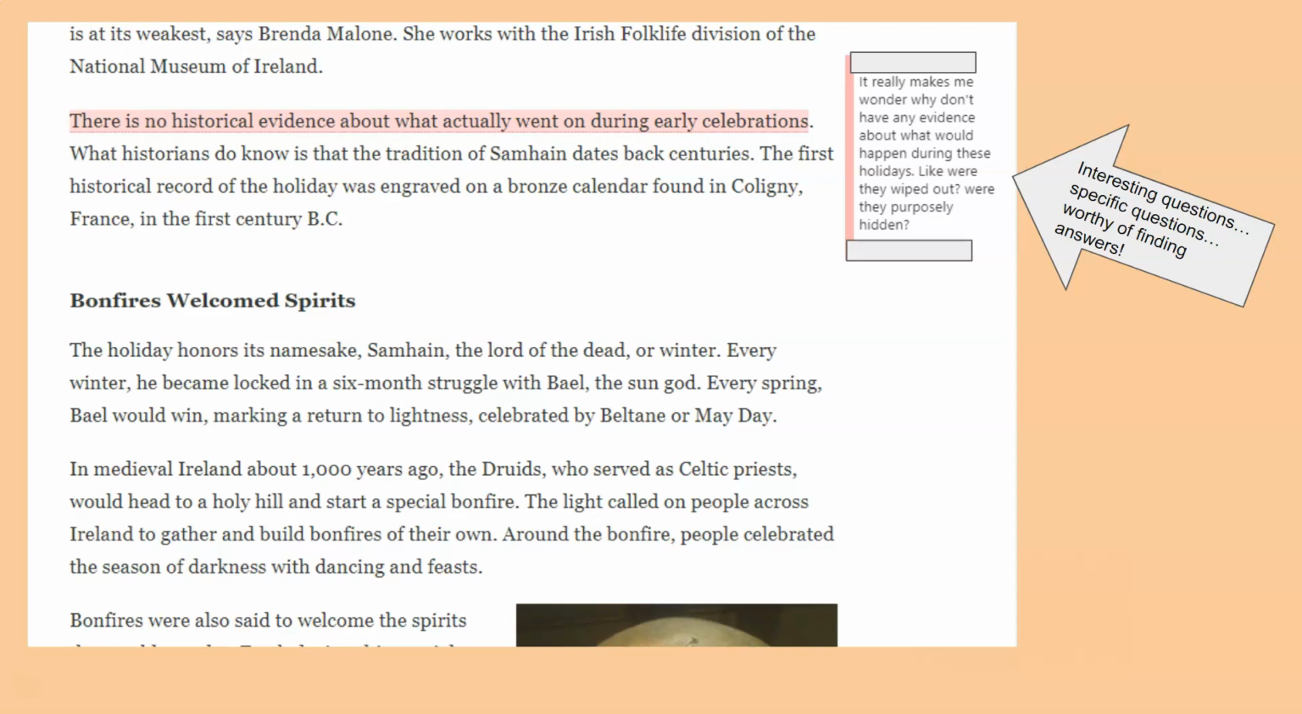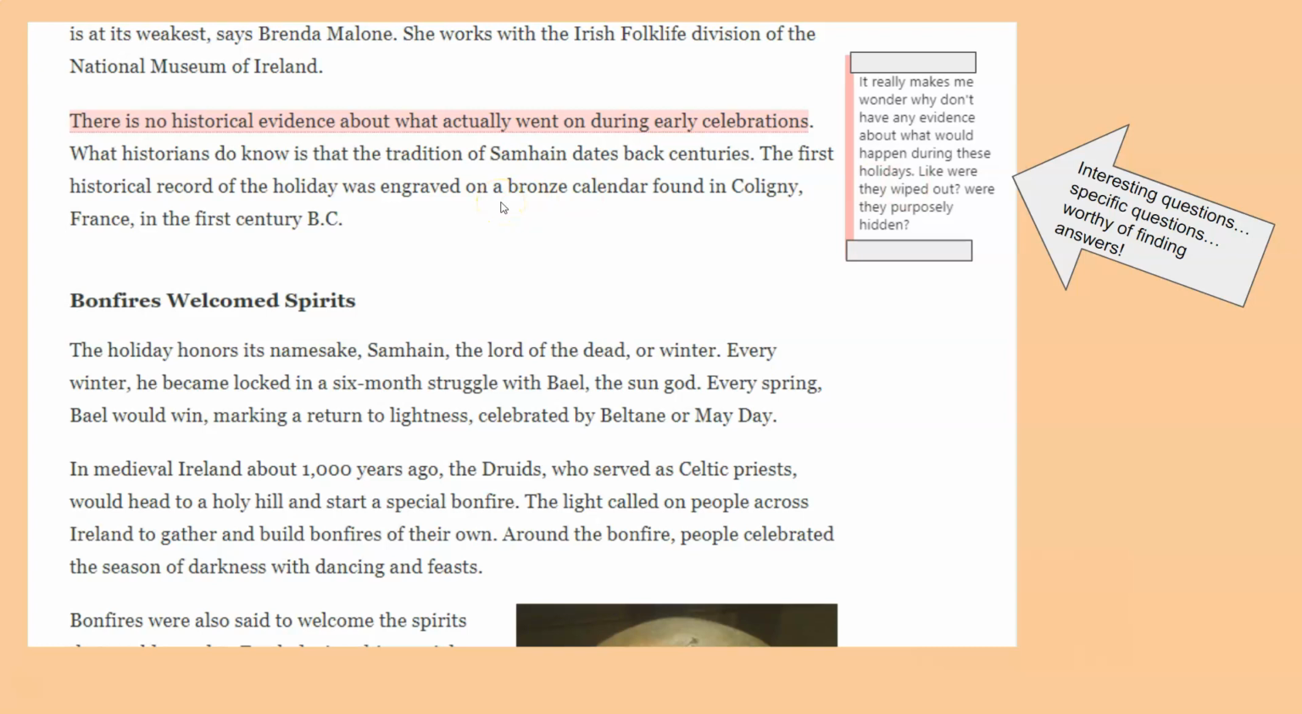Did the evidence just disappear because it wasn't preserved appropriately and it just accidentally isn't there anymore? Why isn't there a record? It kind of assumes that there could potentially be foul play, which is interesting too. So this is a question, it's a specific question, and it's worthy of finding answers. Like, this student could use this question to go do further research and find out more about the Celts and their holidays.